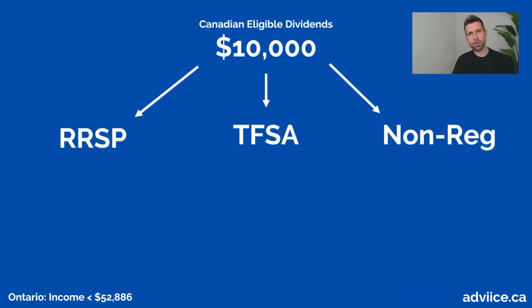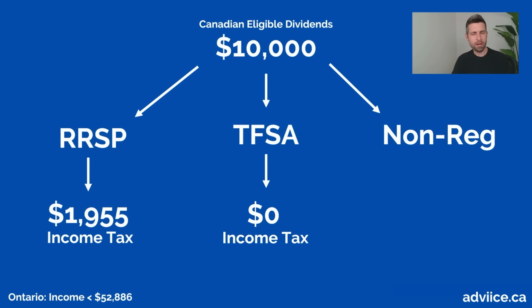Imagine you're in Ontario, you're in early retirement, your income per person is around that $52,000 level or below. Where do you pay out that $10,000? Is it an RSP? Well, probably not, because that gets taxed at your marginal tax rate. You're going to pay about $2,000 in tax on that $10,000 of Canadian eligible dividends. You might be thinking a TFSA, there's going to be no tax. It's a tax-free savings account. There's going to be no tax on that $10,000 of Canadian eligible dividends. That must be the right choice, right?